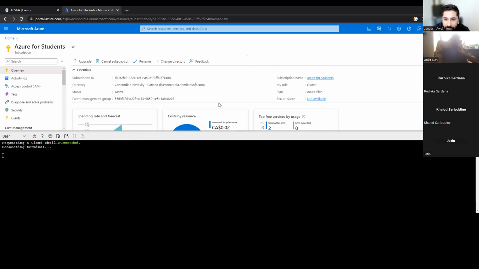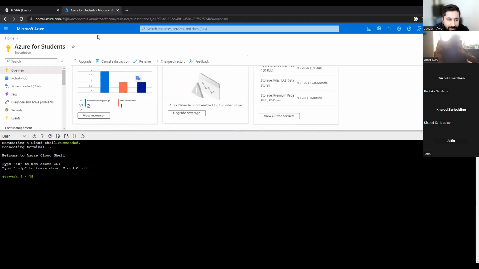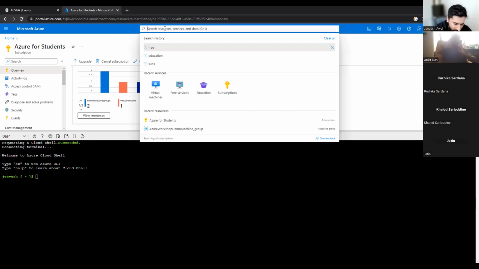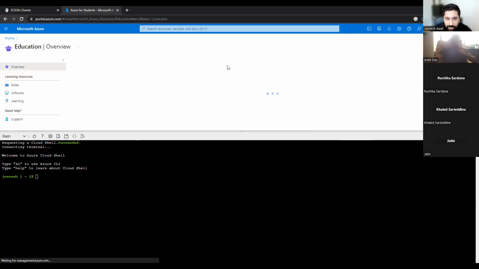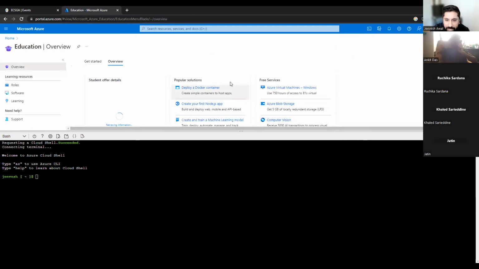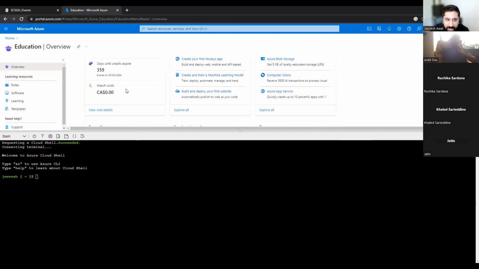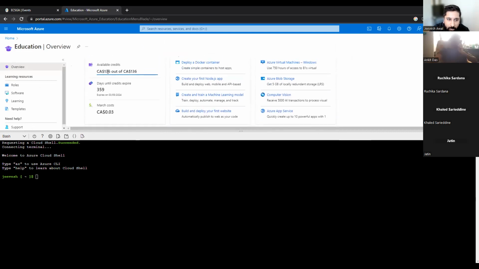It will also show me which university I started this plan from and what the details of the plan are. If I go in and search for education, it will tell me what kind of services are there for free. It also says that I have 136 out of $136 because it gave me 100 US dollars of credit, converted to Canadian, $136 worth of free credit. And this expires in 359 days, a lot of time. I created this account last week with all of you.